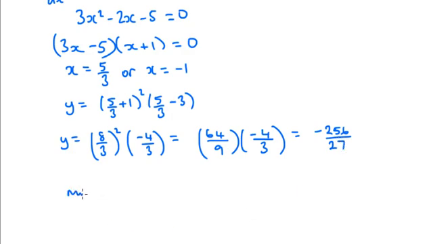So the minimum point is going to be at 5 over 3, minus 256 over 27.